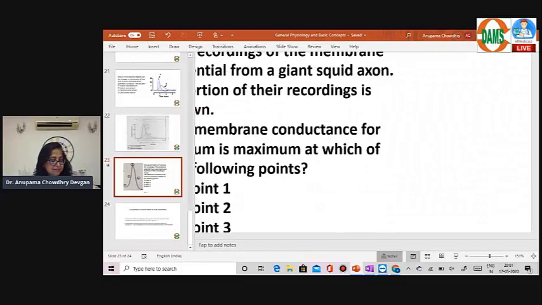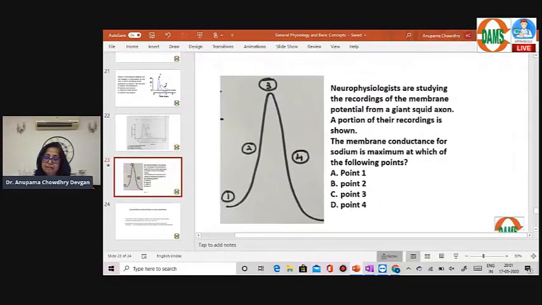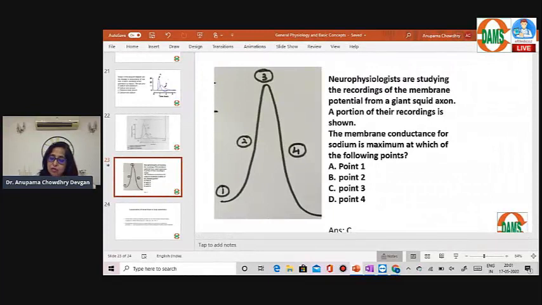Now this is the question here. Neurophysiologists are studying the recordings of the membrane potential from a giant squid axon. A portion of the recordings is shown. The membrane conductance for sodium is maximum at which of the following points, or which of the following points will coincide with which point on the action potential, right?